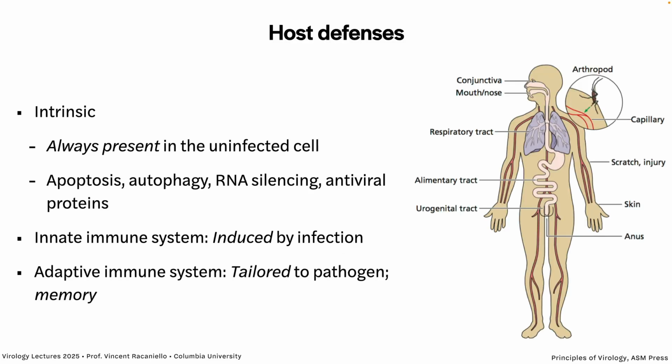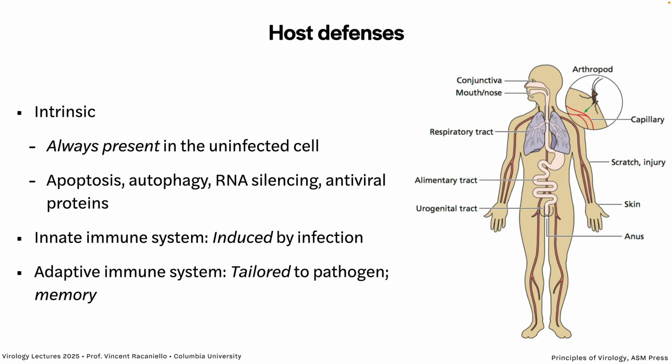Today we're going to talk about adaptive immunity. What is adaptive immunity? It is the kind of immunity very different from what we talked about last time. Remember, intrinsic is always present. It's always on in the uninfected cell. And the innate is induced by infection, but it's really rapid. The adaptive is tailored to the pathogen, so it takes a bit more time to be turned on, and it has long-term memory. Now, in recent years, we've learned that innate immunity has some memory, but it's only short-term.